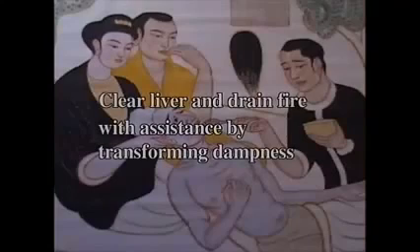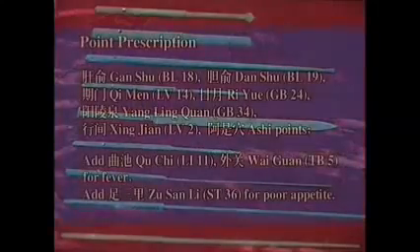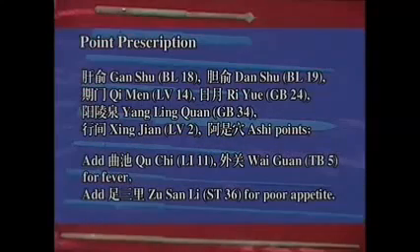Treatment principle. Clear liver and drain fire with assistance by transforming dampness. Point prescription. Bladder 18, bladder 19, liver 14, gallbladder 24, gallbladder 34, and liver 2, all on the affected side. Modifications. Add large intestine 11 and triple burner 5 for fever. Add stomach 36 for poor appetite.